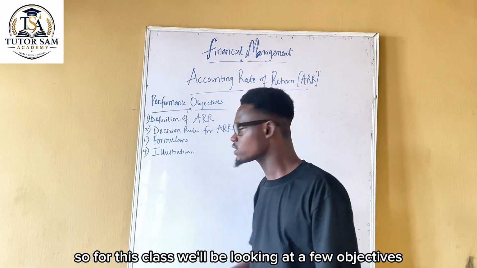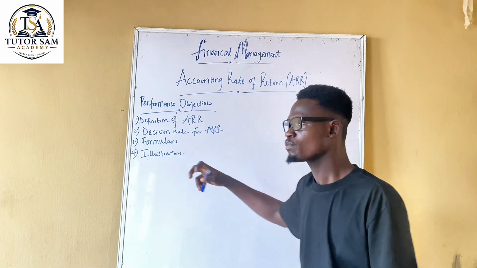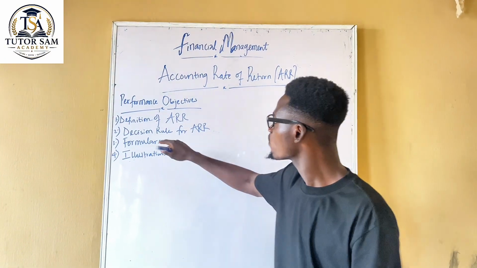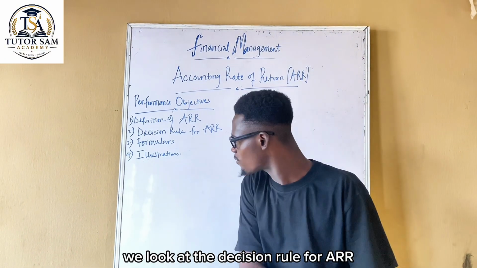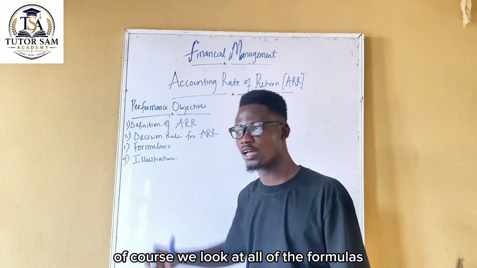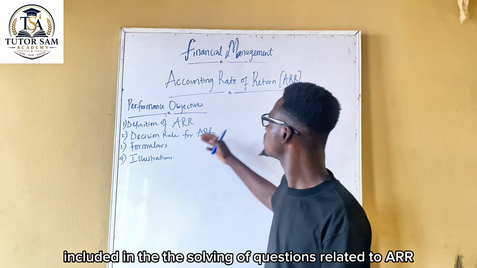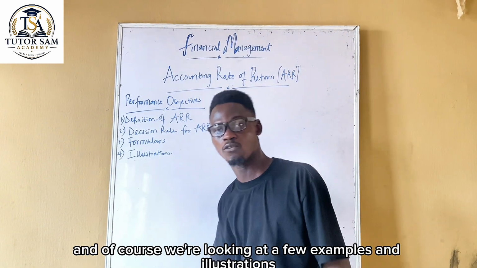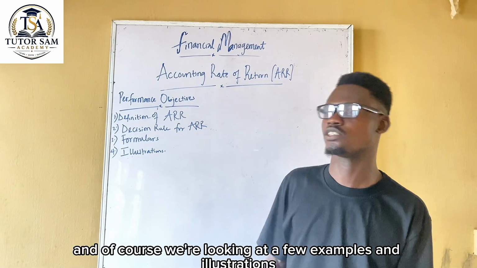For this class, we'll be looking at a few objectives. Number one, the definition of ARR. We look at the decision rule for ARR. Of course, we look at all of the formulas included in solving questions related to ARR, and also a few examples and illustrations.